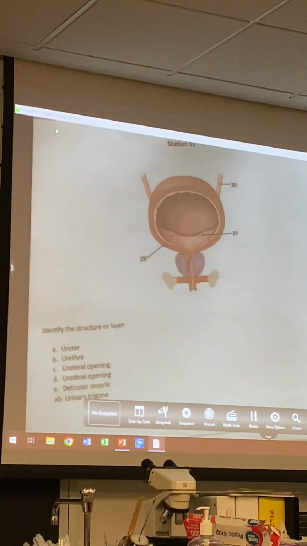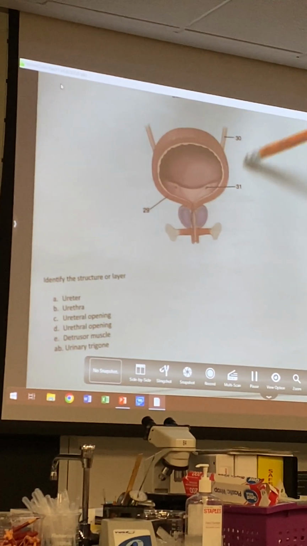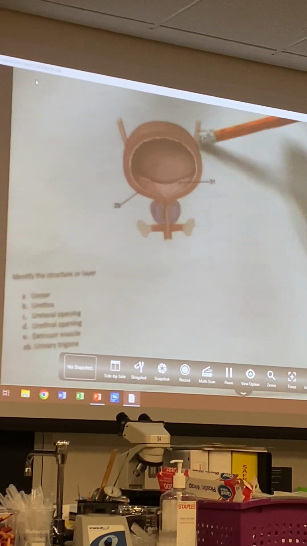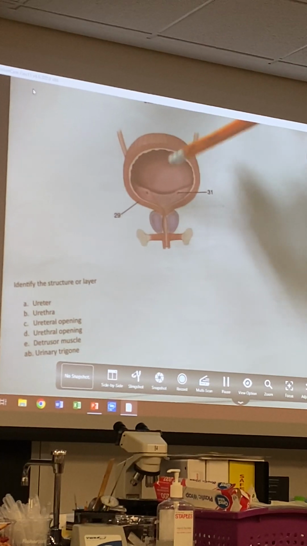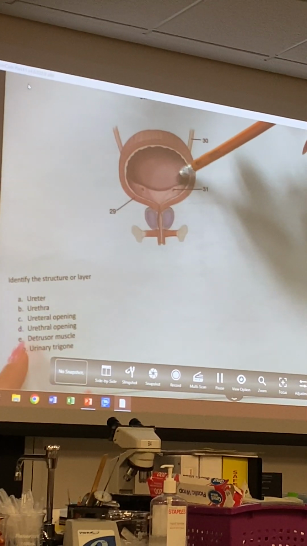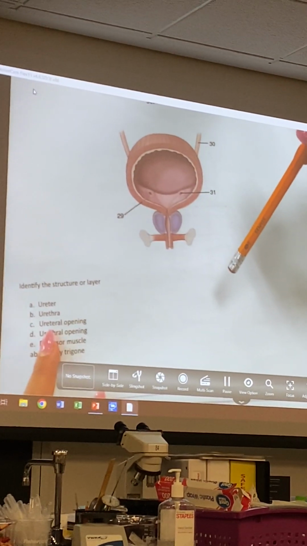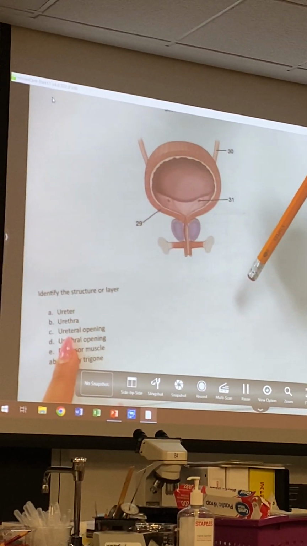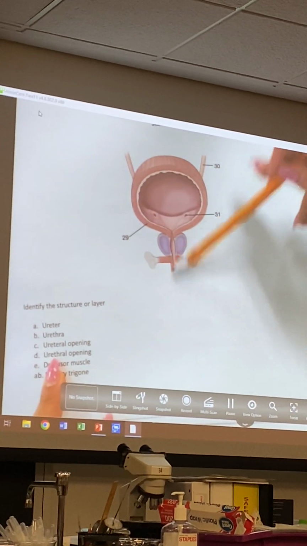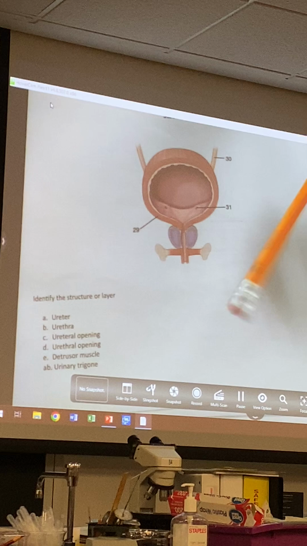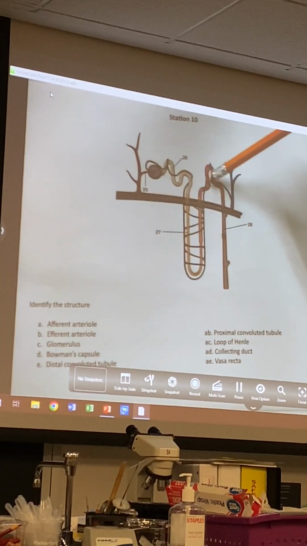Okay. Ooh, and I went backwards, okay. For 30, what is that? Ureter. And then what is the muscle that makes up the wall of the bladder? The detrusor. And what is 31, that kind of looks like both of these look similar? So it's going to be this one. Ureteral opening, right? This one's urethral opening. So yeah, 31 was C. And these are all out of order, my bad.